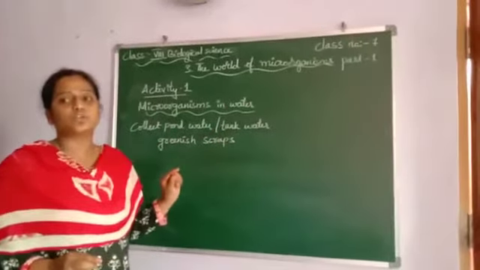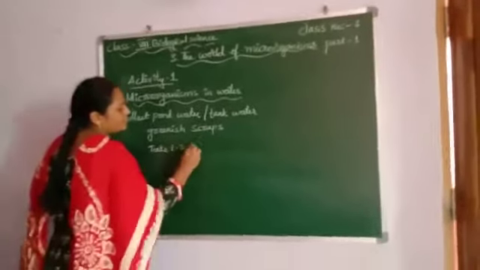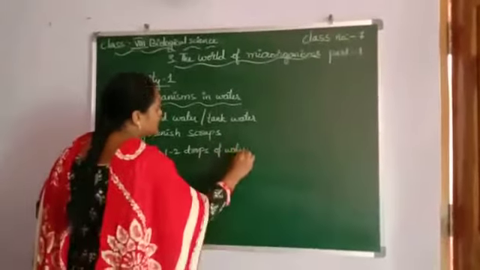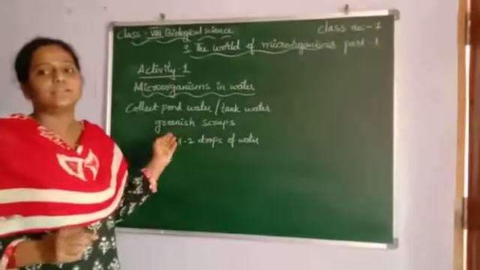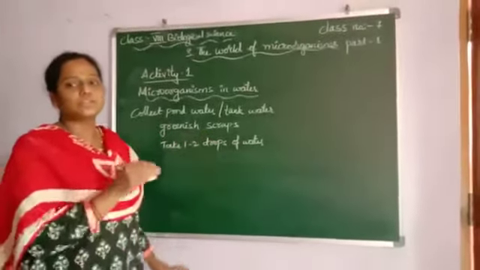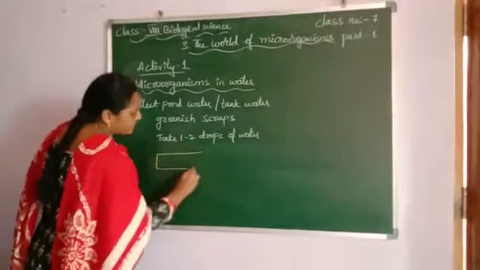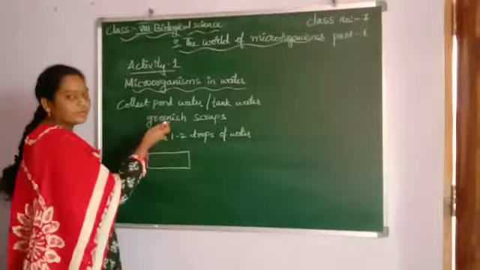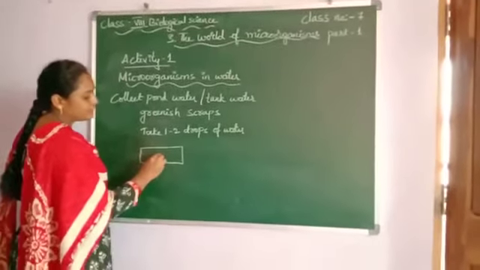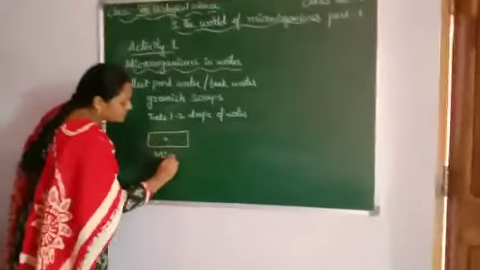Now take 1 to 2 drops of water to this greenish color sample. Then you have to put it on the slide and observe it under the microscope. So take a glass slide, keep this green color sample on it, add 1 to 2 drops of water to it, and observe it under the microscope.